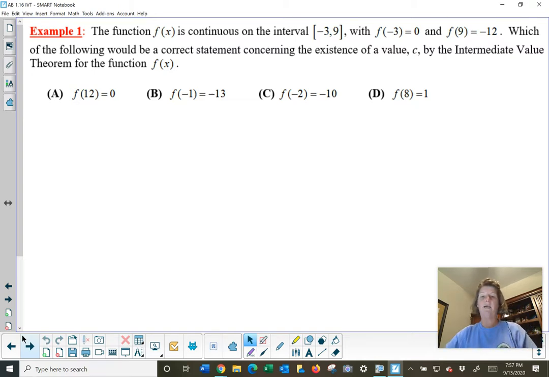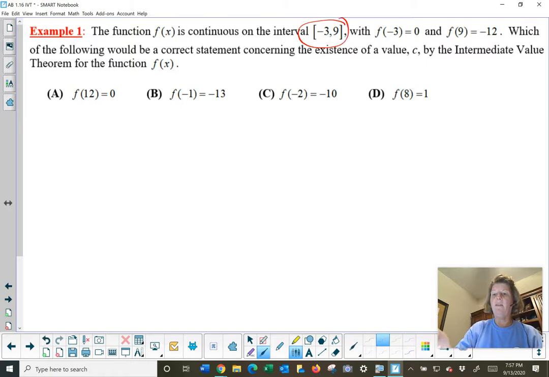Example 1. The function f of x is continuous on the closed interval from negative 3 to 9. That would be like our a and b that they talk about in the theorem. And with f of negative 3 equals 0 and f of 9 equals negative 12, this would be like our f of a and f of b.